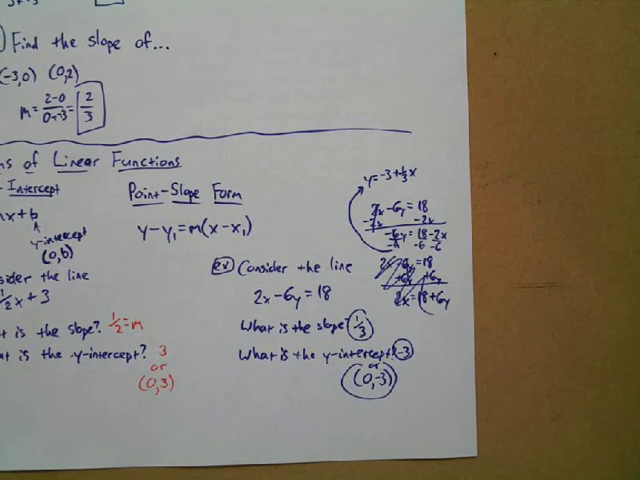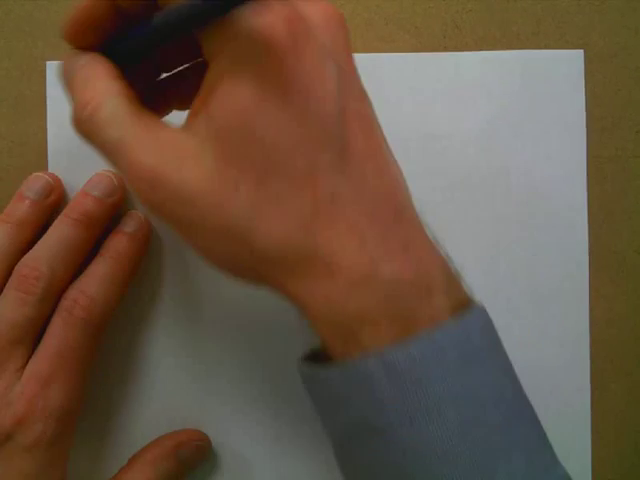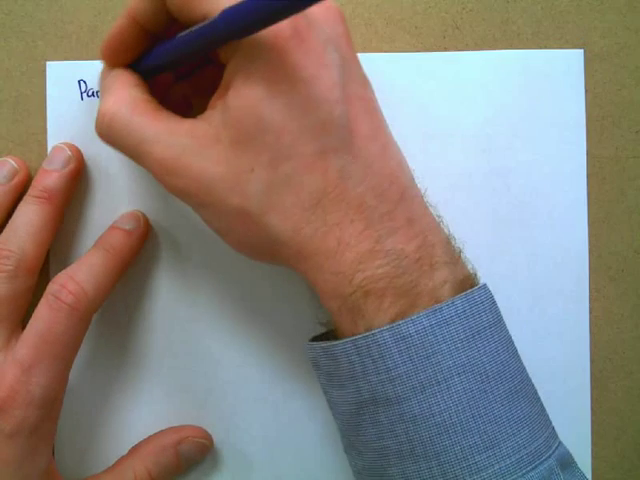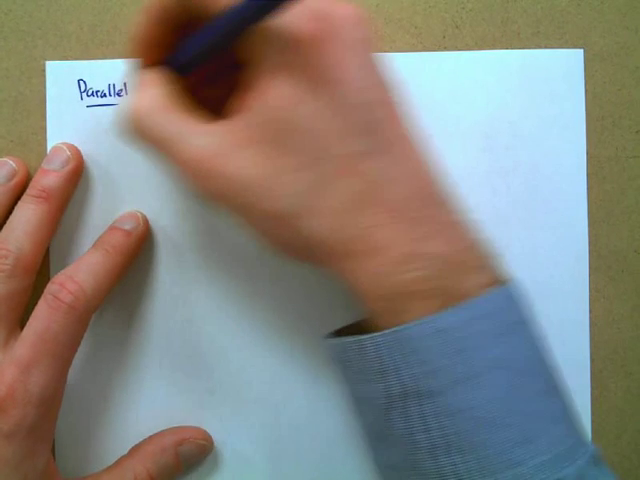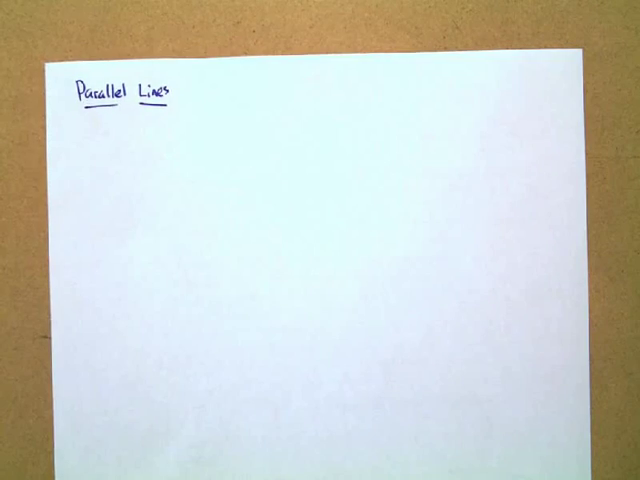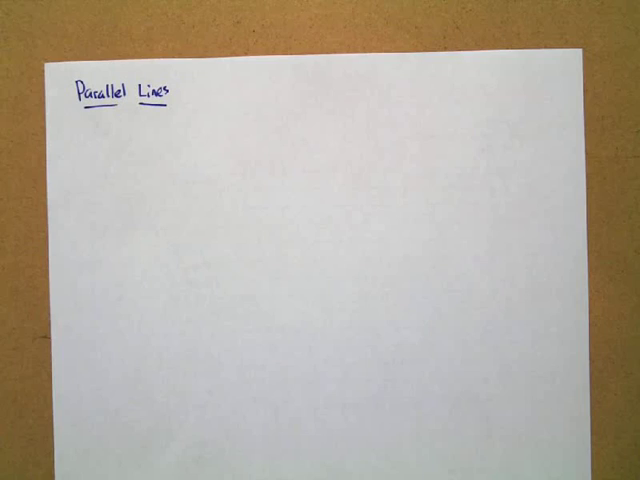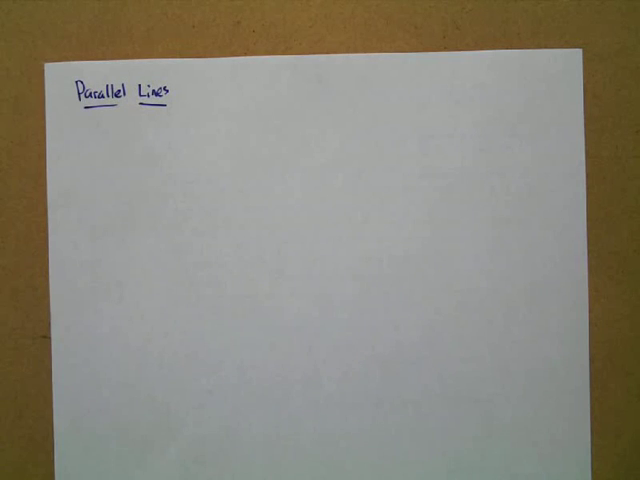If two lines are parallel, what do we know is true? They never cross. That's right. They never intersect. Lines always go forever, so it means they'll never intersect because they keep going in the same direction. What's going to be true about the slopes of parallel lines? They're the same, yes. Parallel lines have the same slope.